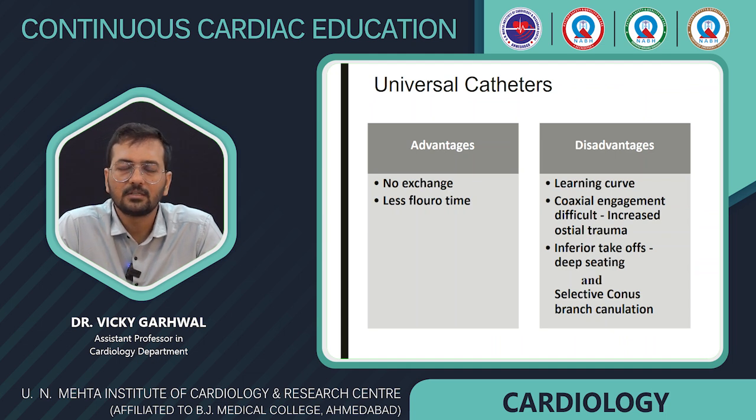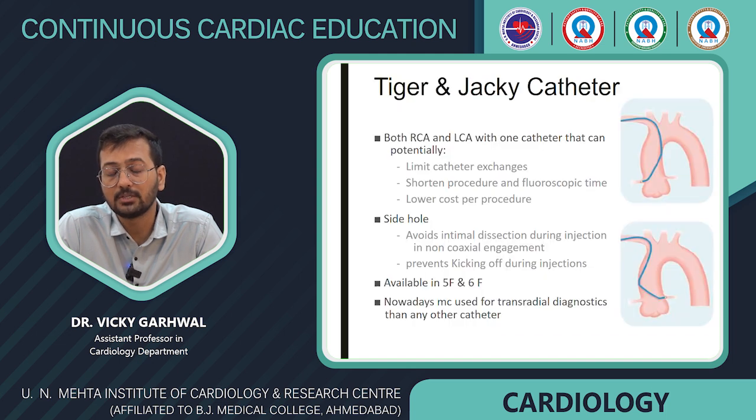Universal catheters for the radial artery are the Tiger catheter, Jacky, and Kimny catheters. They have the advantage that they do not need to be exchanged. They have less fluoro time and less dye is used. Disadvantages are a steep learning curve, difficult coaxial engagement, and increased ostial trauma. In inferior takeoffs, deep sitting and selective conus branch cannulation can occur.